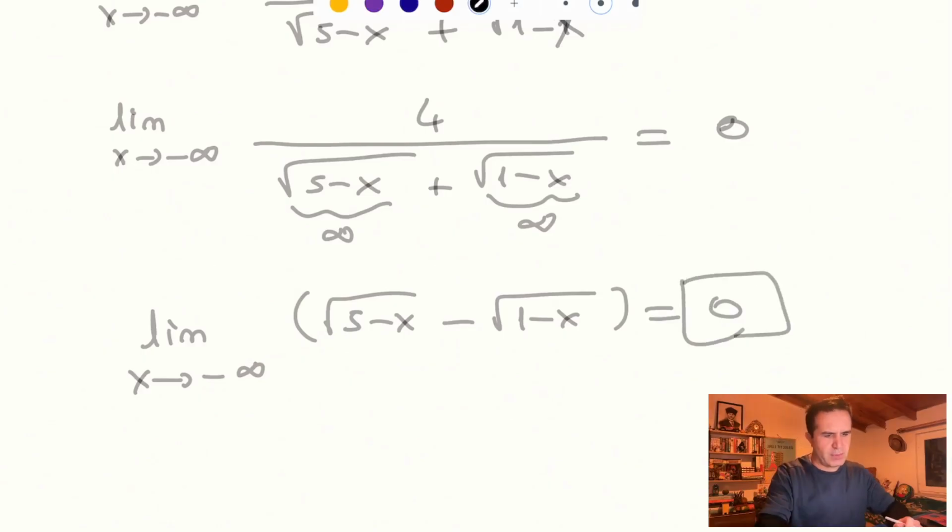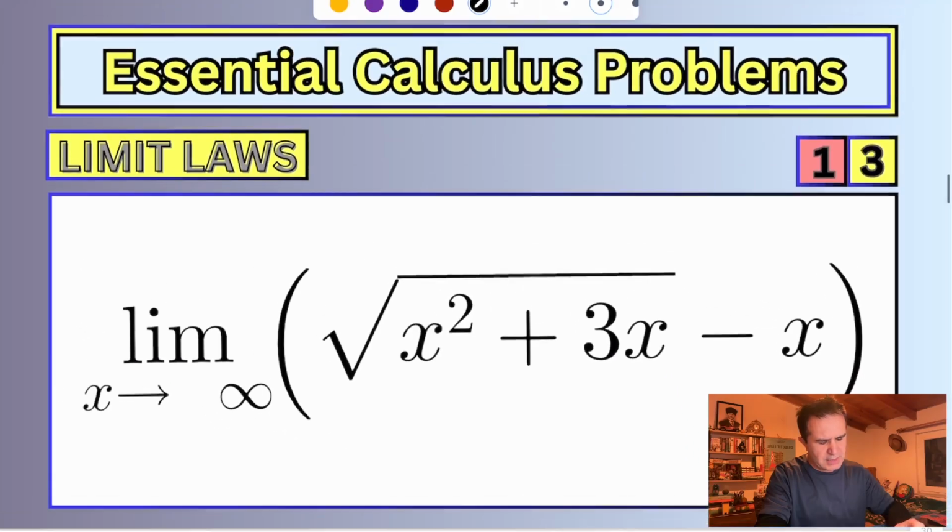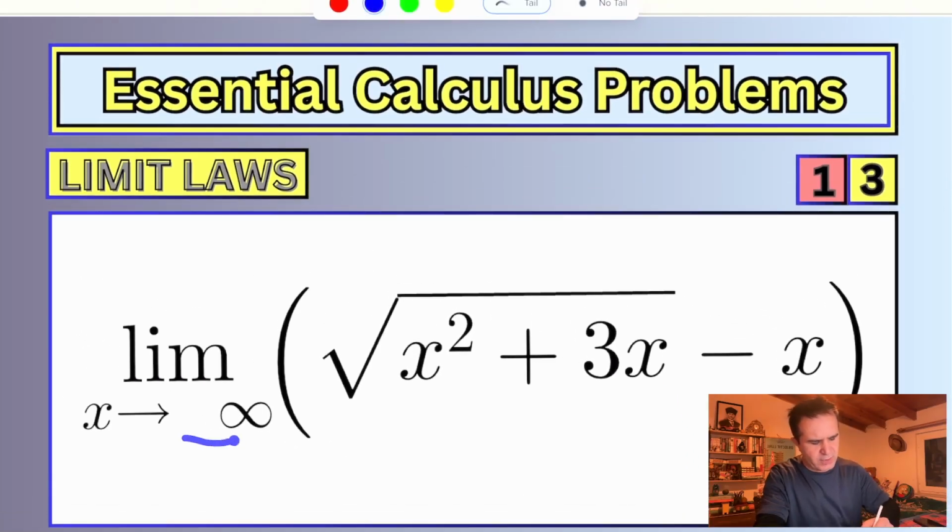Okay, now in the next video I will solve this problem. Limit as x approaches infinity, square root of x squared plus 3x minus x.